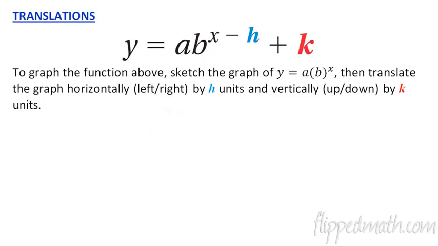All right. Now, let's look at translations. This is the same as we've done before, so we're going to shift it h units left and right, k units up and down. Just remember you're doing the opposite of whatever that sign is there.